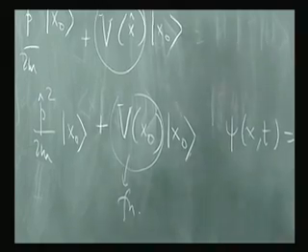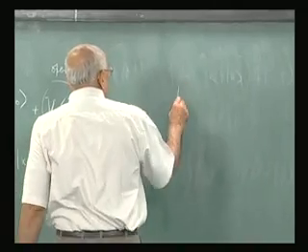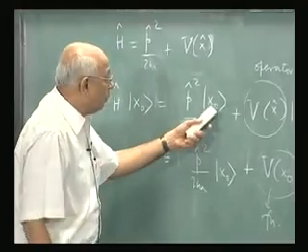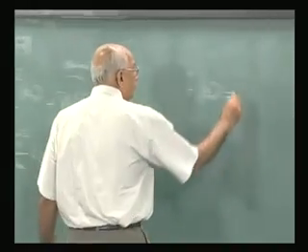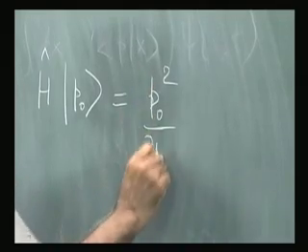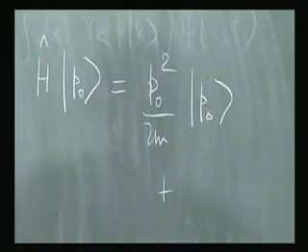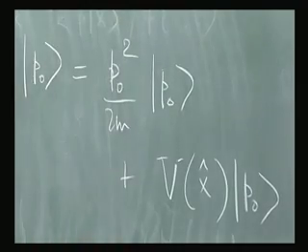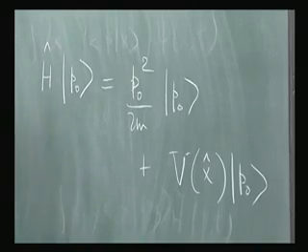Now look at what happens if you did this to a momentum eigenstate. If you did the same thing with a momentum eigenstate, I apply H to a p naught, what would this give? You would have a p naught here and p operator acting on it, so the result would be just p naught squared on p naught, plus what would this be? We do not know, it is V of x acting on p naught, and unless you tell me what is the effect of x operator on a momentum eigenstate, I cannot proceed further.